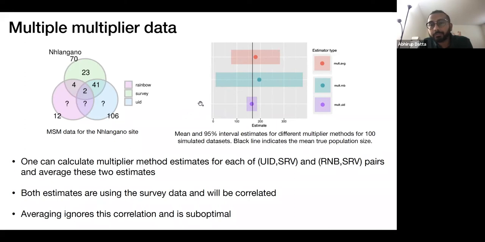And we'll see that if we can account for this dependence among these estimators, because of their use of the common survey, we can improve upon this estimate, which is currently often used in multi-source multiplier data settings.